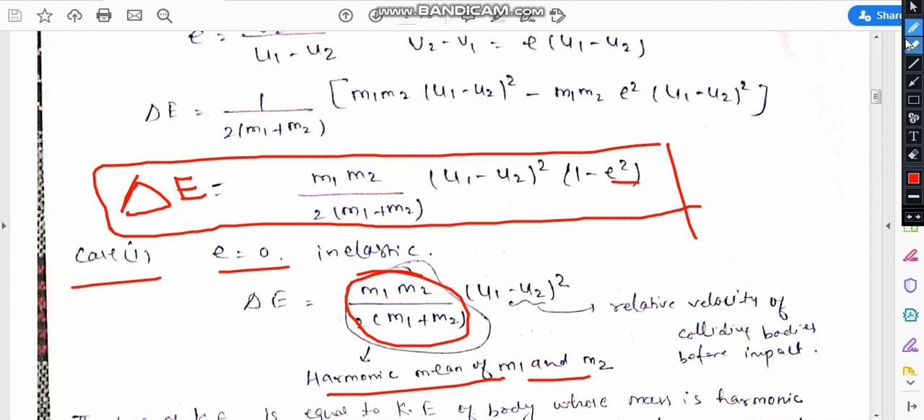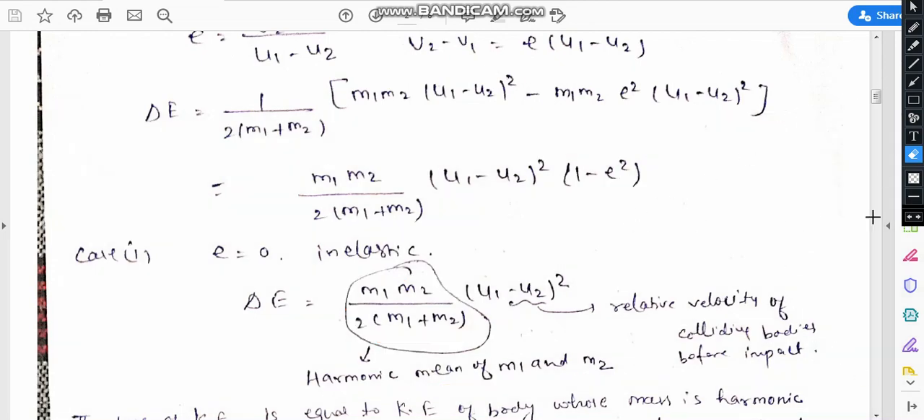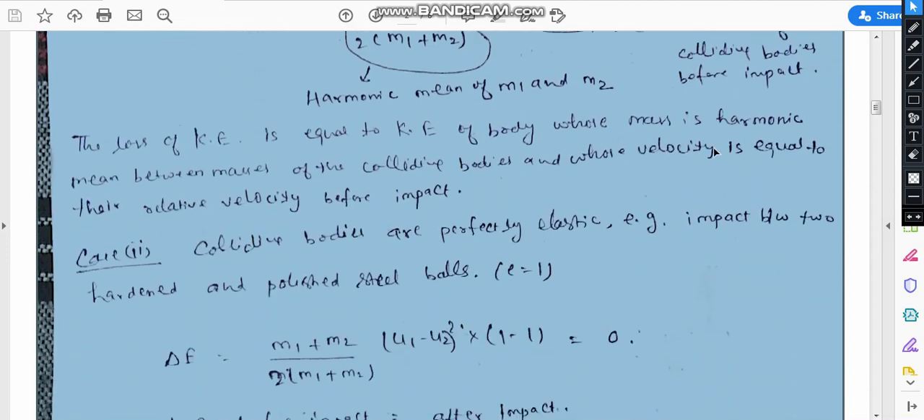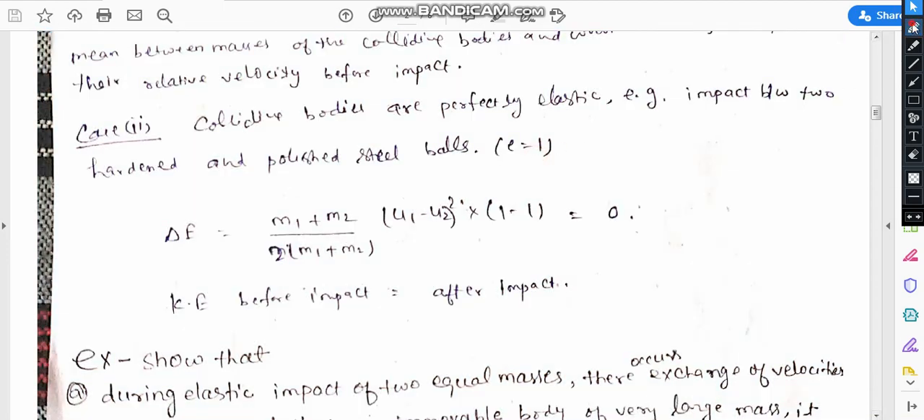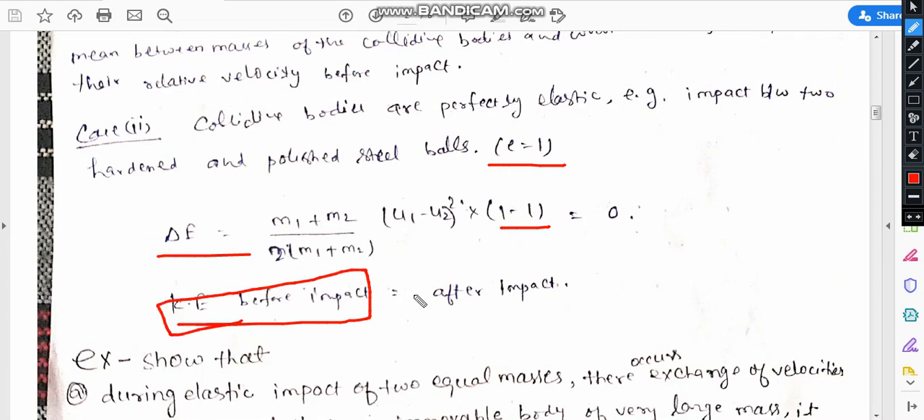And for the second case, the elastic collision, as we put e equal to 1, this term becomes 0, so delta E equal to 0, which means the kinetic energy before impact is equal to the kinetic energy after impact.